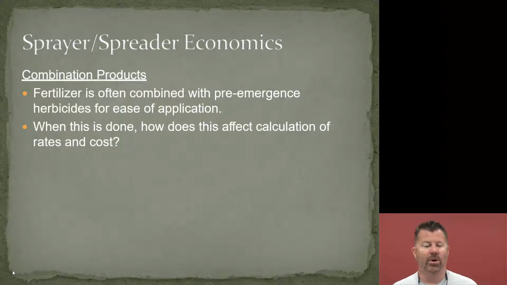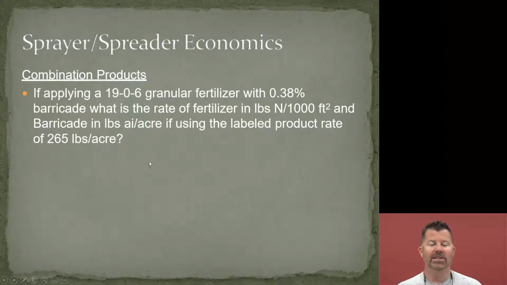Combination products. Fertilizer is often combined with pre-emergent herbicides for the ease of application. When this is done, how does this affect the calculation rates and cost? Well, if applying 1906, very familiar with this product, guys. It's a granular fertilizer with 0.38% barricade. What is the rate of fertilizer in pounds of nitrogen per 1,000 square feet, and barricade in pounds of active ingredient per acre if using the labeled product rate of 265 pounds per acre?